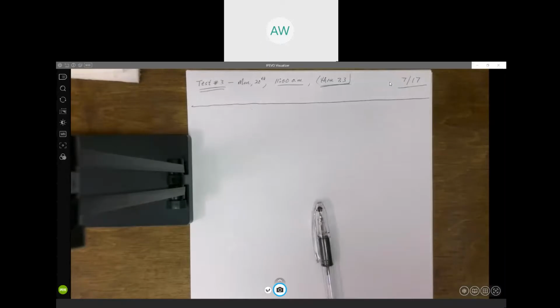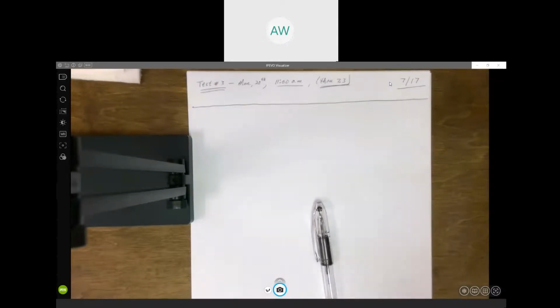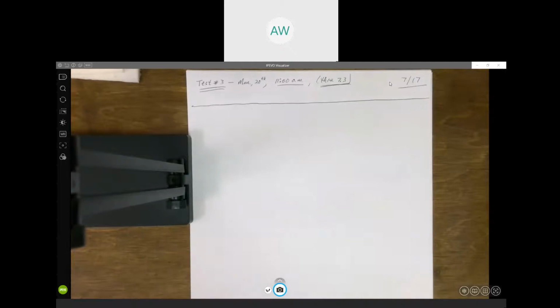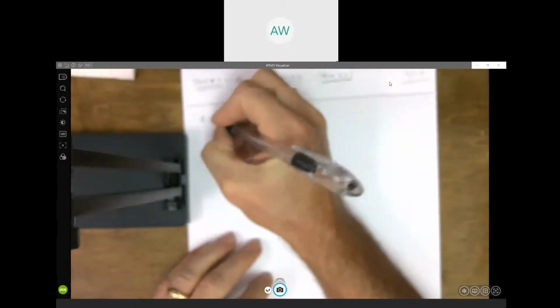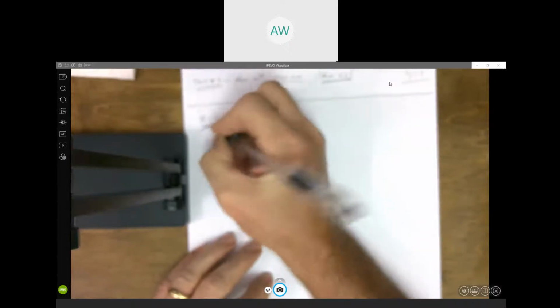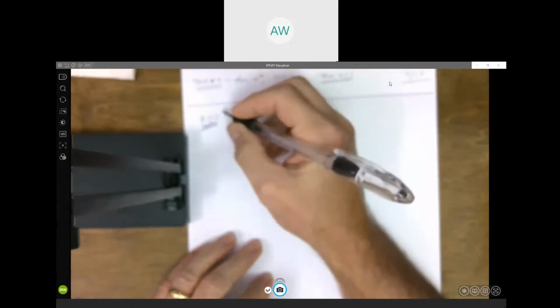But the first part of class, I want to start something new. We're going to skip ahead to chapter 11 and talk about beam design. So that's what we're going to do. The first half of the class, what we're going to talk about today, you'll find in your textbook in chapter 11, the first two sections.